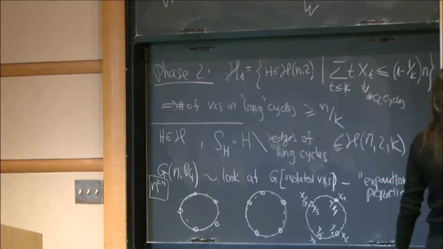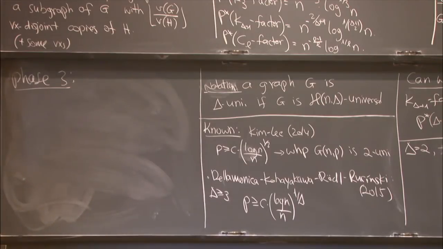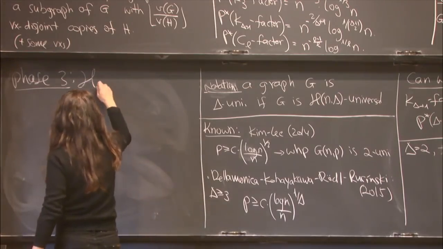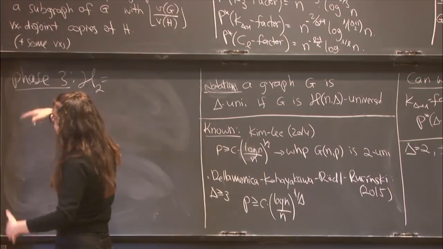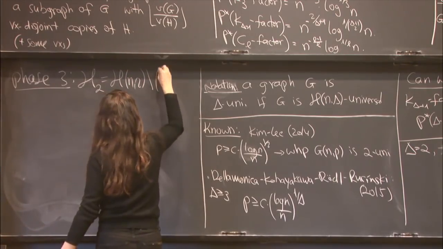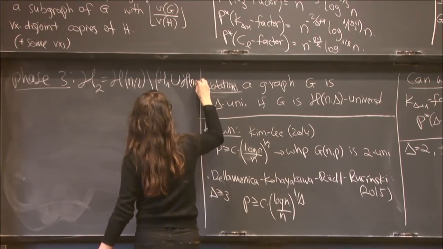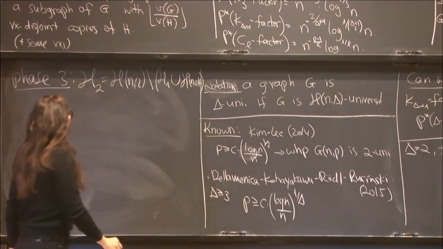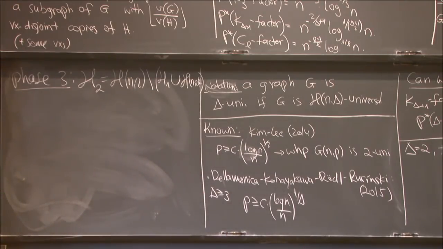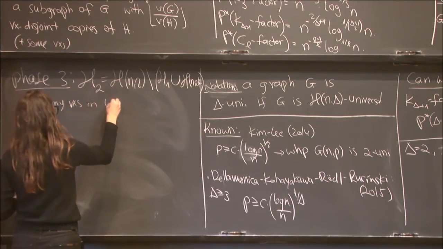Yeah. Okay. So I just need to do the difficult part now, but I will just give the idea. So H2 is everything else. So it's H_{n,2} minus H_1 and H_{n,2k}. Okay, so I have long cycles, but not many vertices in long cycles.